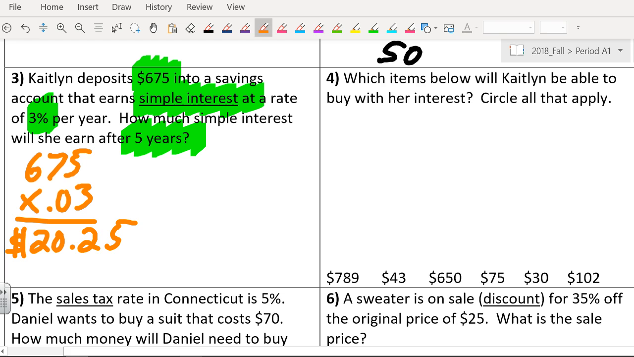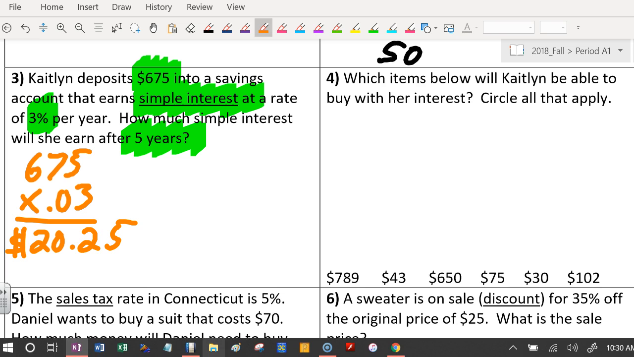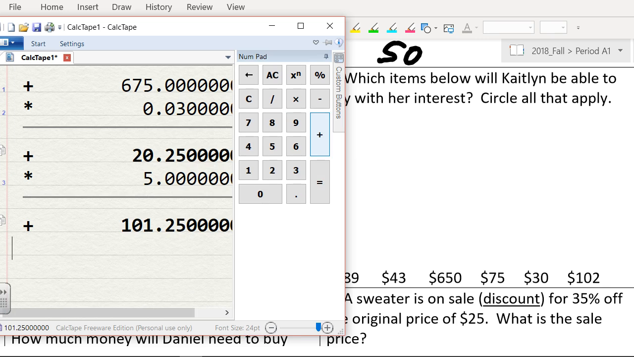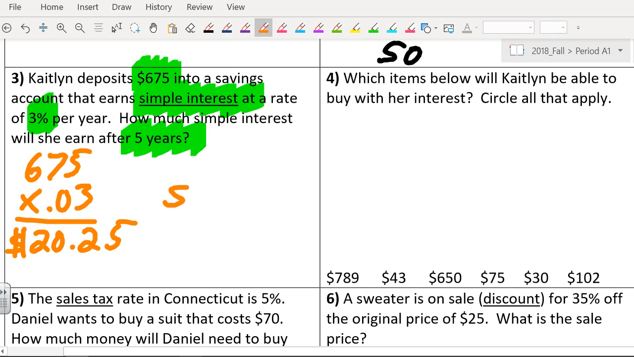Now, is that our final answer? No. Wait, isn't it? That's only for 1 year. What do we do? Oh, times by 5. I don't feel like doing the mental math. Times 5. 101.25. Exactly. How did you get 101.25? Multiply times 5 because there's 5 years.